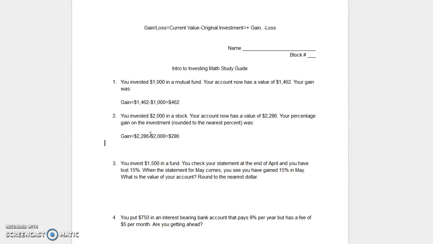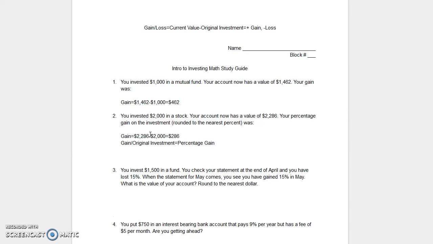Now we're not going to stop here because we want to know what percentage we've actually gained of our original investment. And to determine that, we are going to take our gain and divide it by that original investment to figure out our percentage gain. So let me get that up here, percentage gain. So our gain numerically was $286, and we're going to divide it by our original investment of $2,000.